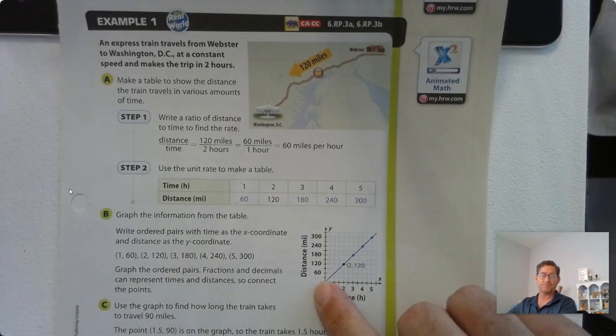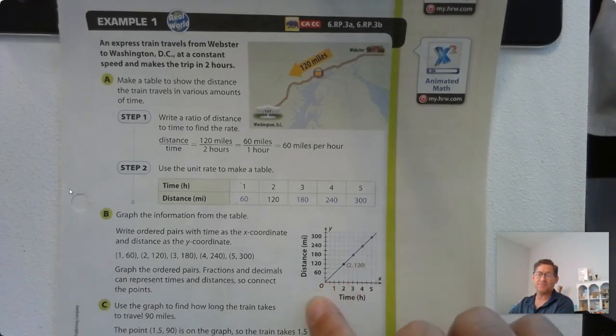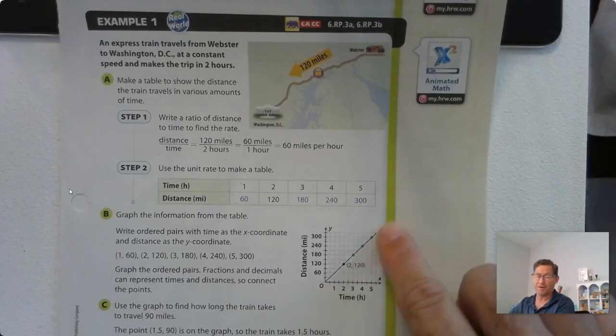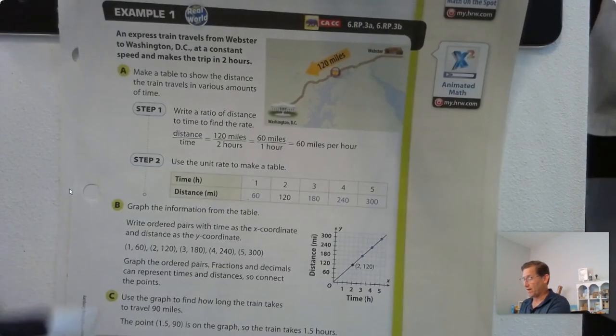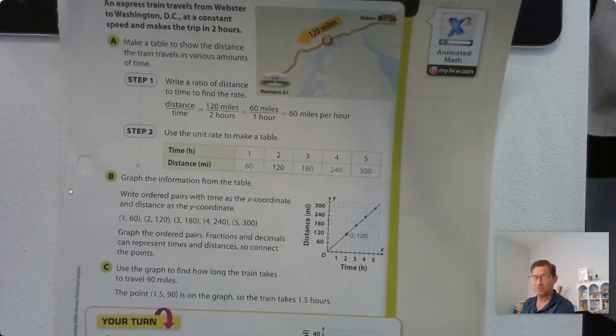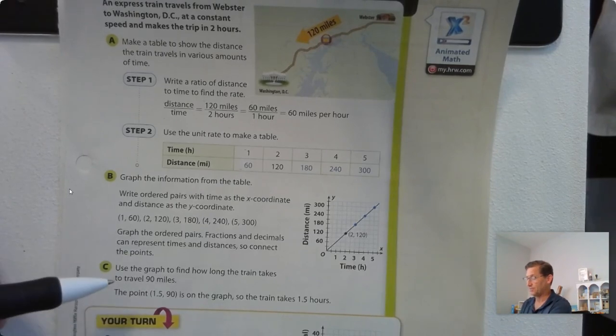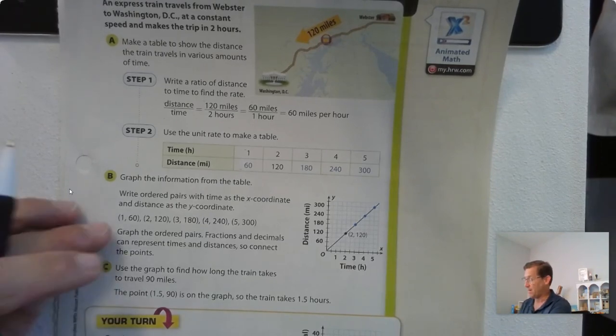And we notice that we can have a fraction of an hour, right? And we can also have half a mile. So we can connect these points on the graph. So we're going to graph the ordered pairs. Fractions and decimals can represent times and distances, so connect the points. And use the graph to find how long the train takes to travel 90 miles.